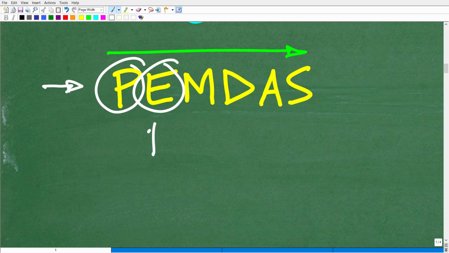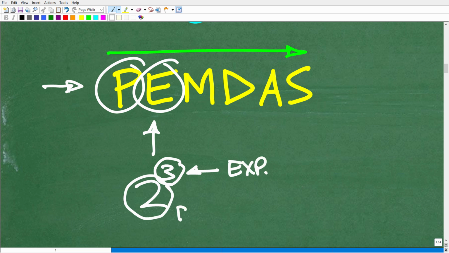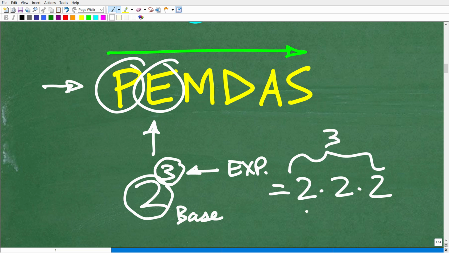Okay, so E stands for exponents, but basically you can think of it as powers. Here we have 2 to the third power. This little tiny number in the top right is what we call an exponent. This big number down here is called the base. So 2 to the third power means take 2 and multiply it by itself 3 times. The result of taking 2 to the third power is, of course, 8. But this part of the power is called the exponent. So that's what this E stands for.